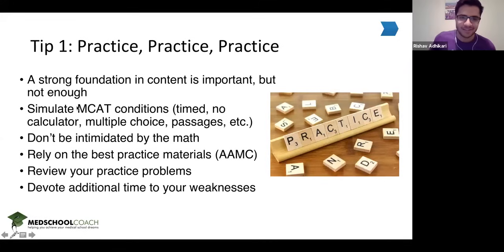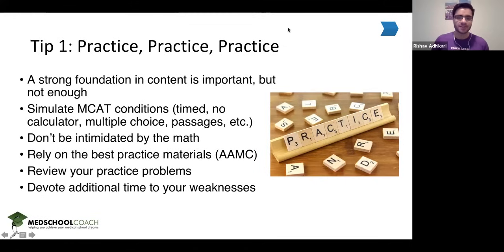Thanks, Ken. Hi, guys. So here are some of my tips for doing really well on the Chem Phys section. I think this one is kind of obvious, but my first tip is that you have to practice, practice, practice. Unlike some of the other subjects on the MCAT, not only is it important to know the vocab words and the concepts related to chemistry and physics, but you should really be spending most of your time in Chem Phys working on practice. So the majority of your study time should be dedicated towards practice problems, not just learning content.